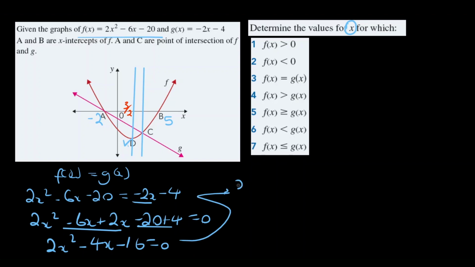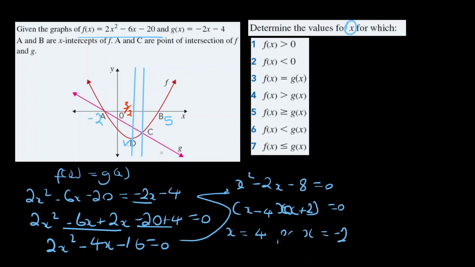So we divide everything by 2. We have x squared minus 2x minus 8 is equal to 0, and the factors of 8, that which you add will give you negative 2, that which you multiply will give you negative 8. It will be x minus 4 and x plus 2, so we know that x is equal to 4, or x is equal to negative 2. We see that c lies on the right hand side, so c will have an x value of 4. So we can go ahead and write the x value of c there, which will be 4.